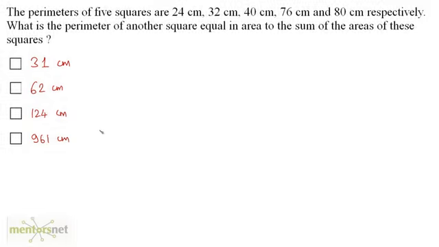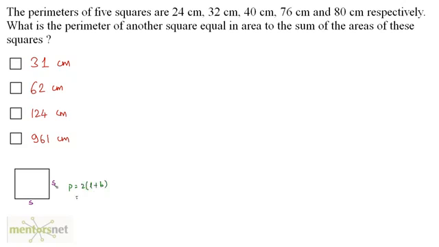The perimeters of 5 squares are 24 cm, 32 cm, 40 cm, 76 cm and 80 cm respectively. What is the perimeter of another square equal in area to the sum of the areas of these 5 squares? First of all, what is the perimeter of a square? Well, a square is very similar to a rectangle, just that its length and breadth are of the same size, right? So what is the formula for calculating the perimeter of a rectangle? Well, it is equal to twice the length plus breadth.